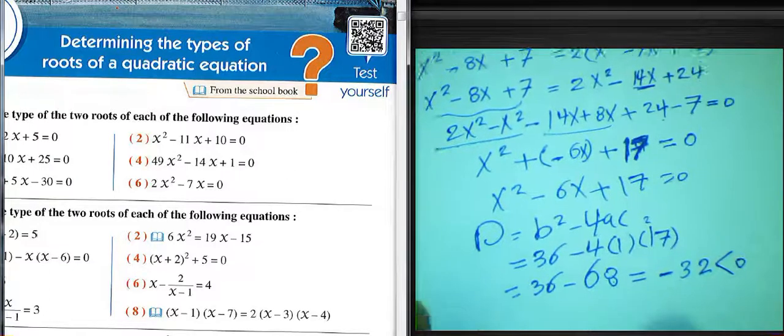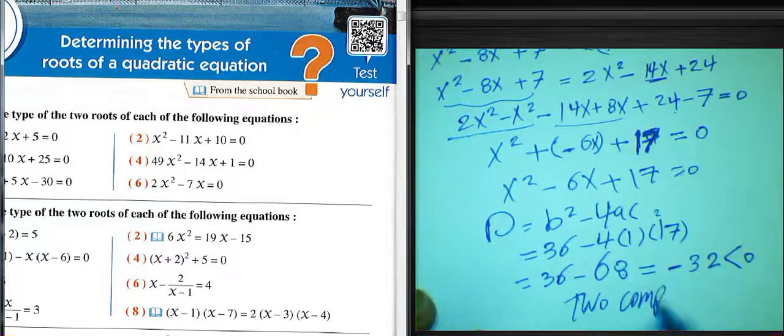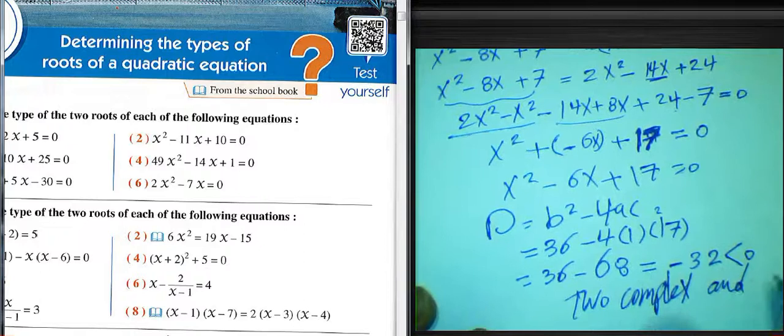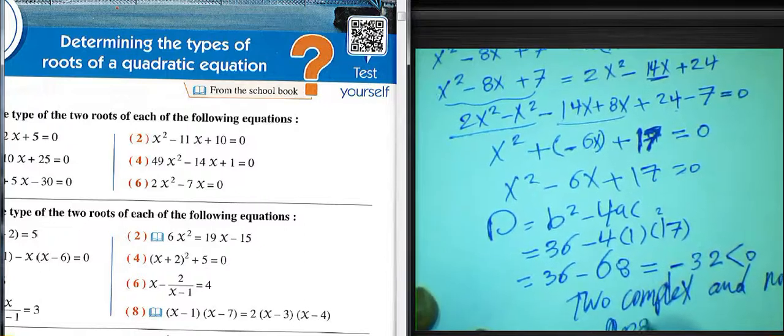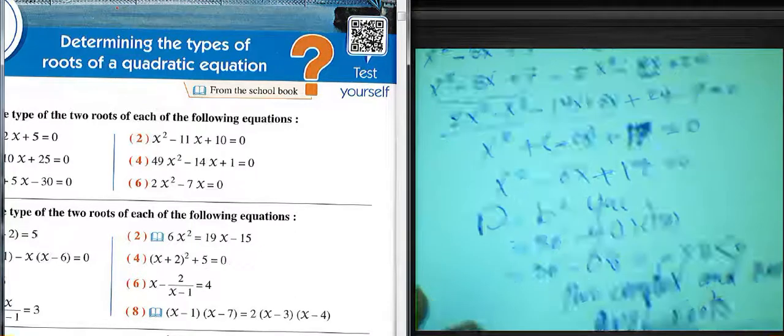So we have two complex and non-real roots. It's okay.